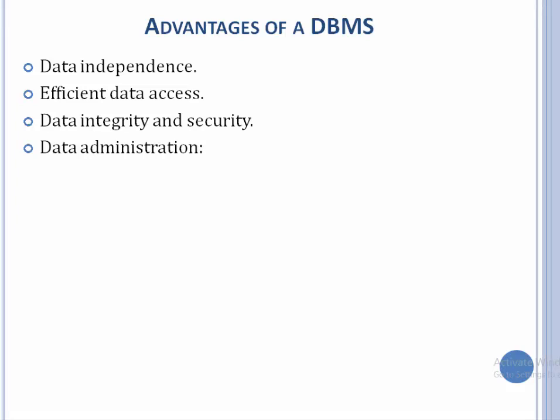Next one is concurrent access and crash recovery. As we already know, concurrent access means more than one user can access the same data at the same time. And crash recovery means if any failure occurs, the transaction must recover the data. That is called crash recovery or automatic crash recovery, which is provided by the DBMS.